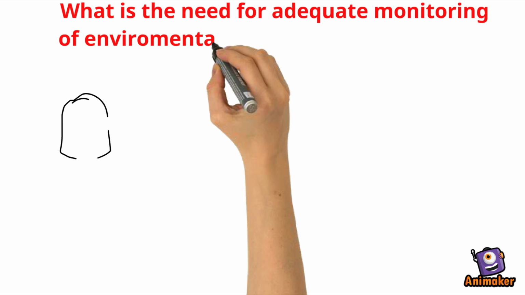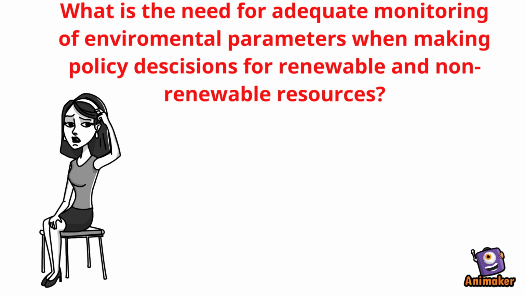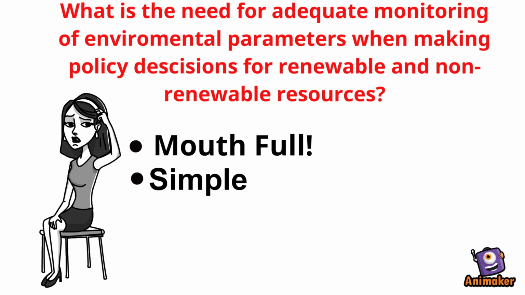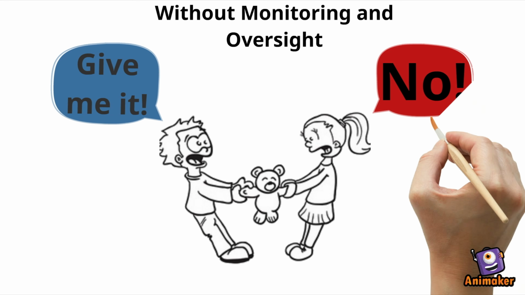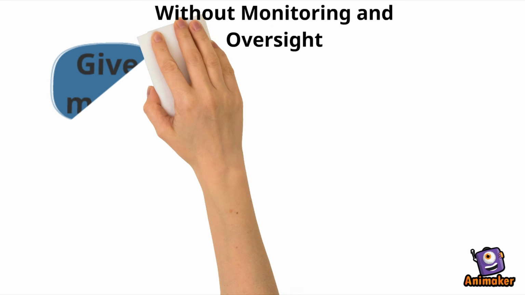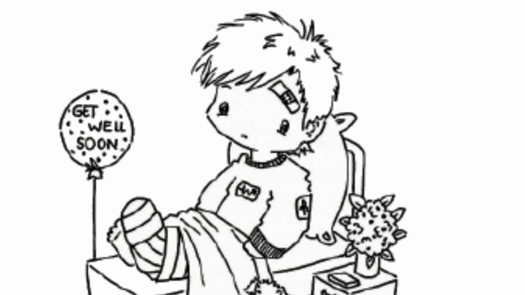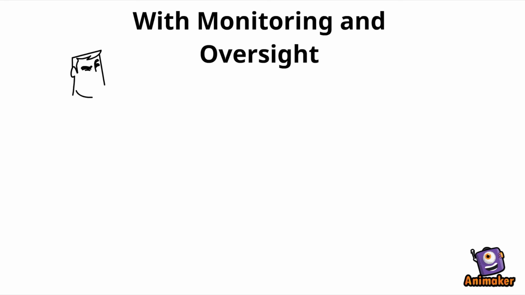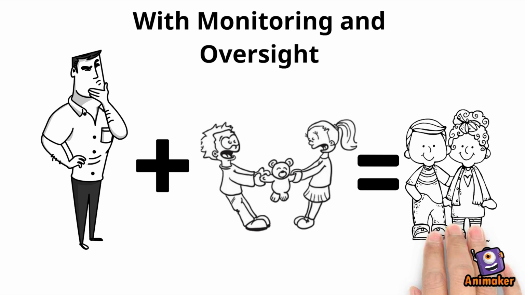What is the need for adequate monitoring of environmental parameters when making policy decisions of renewable and non-renewable resources? Well, that's a mouthful. Let's make this simpler by showing an example. Imagine two kids in a playground fighting with a teddy bear with no monitoring and oversight. Well, that's not good because one kid will get hurt, and we don't want one kid to get hurt because that's pretty sad. So with the teacher representing the government as the ones monitoring and overseeing the children while they're playing results in happy children.